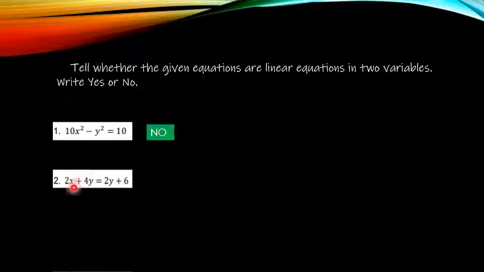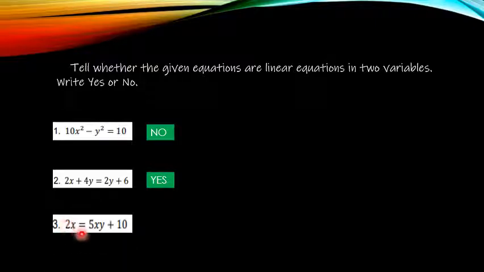Number 2, 2x plus 4y equals 2y plus 6. As you can see, we have x in the first degree term, and 4y, the first degree also. So it means that it is yes. Why is it a linear equation? Because when you rearrange this one, it becomes the general form or the standard form.